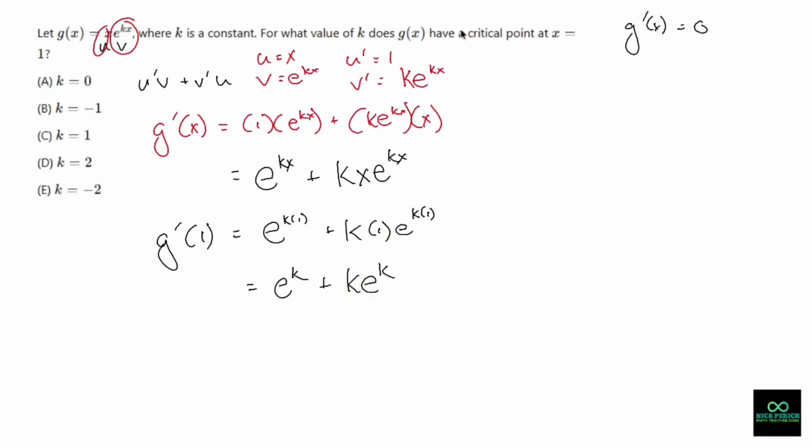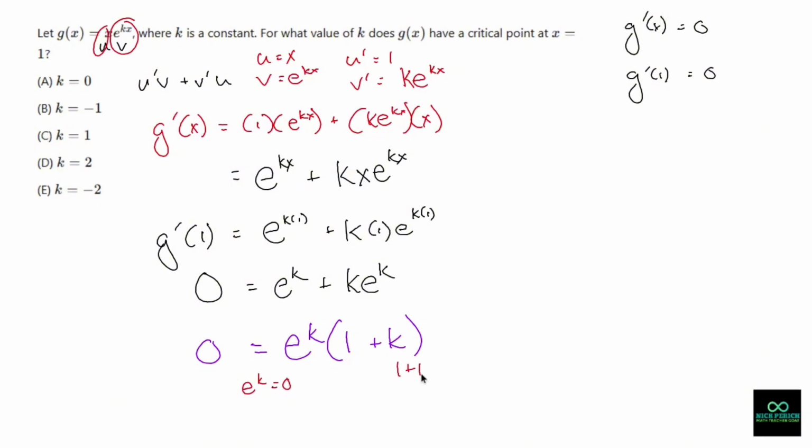Now I want to set g prime of 1 equal to 0. So let's set it equal to 0. I have an e to the k in common with both. Okay, so let's factor out an e to the k, and that leaves me with 1 plus k. Now you use the zero product property and set this up as two separate equations: e to the k equals 0, and 1 plus k equals 0.